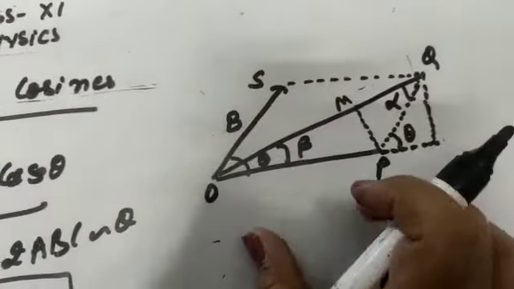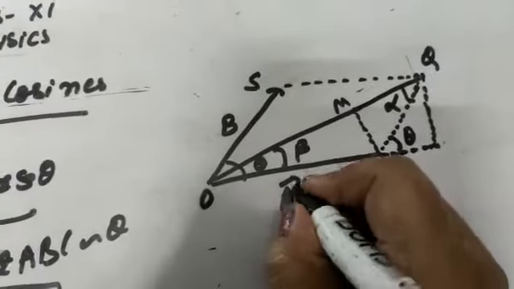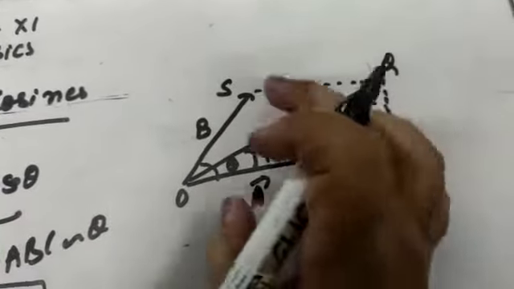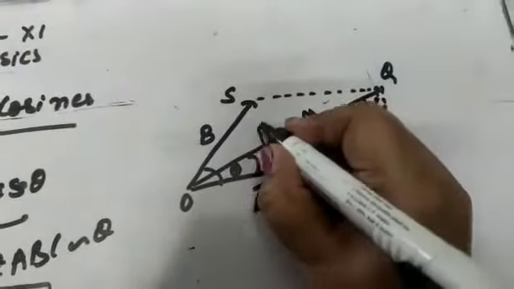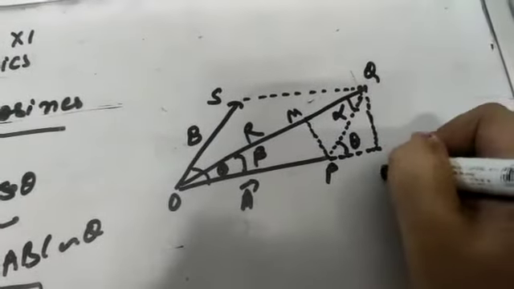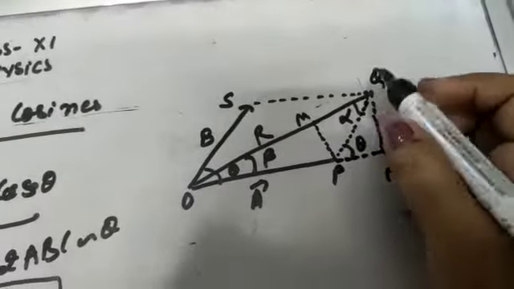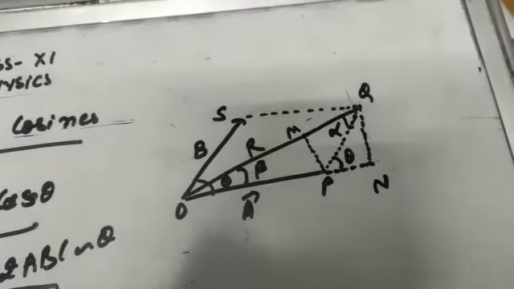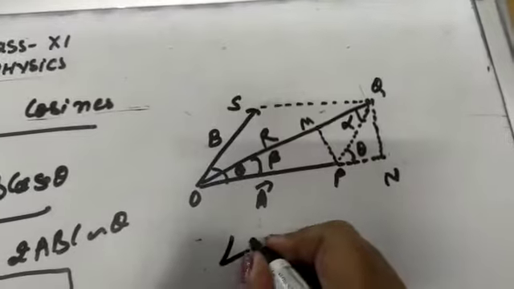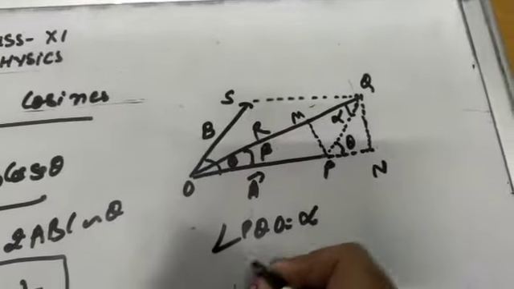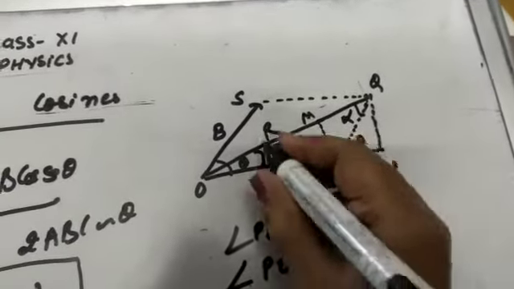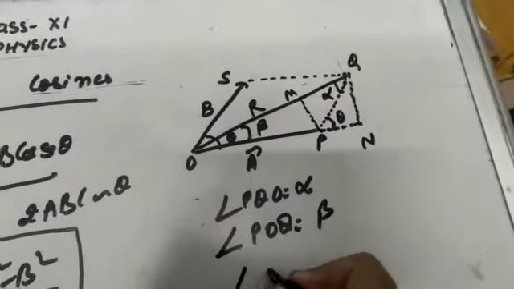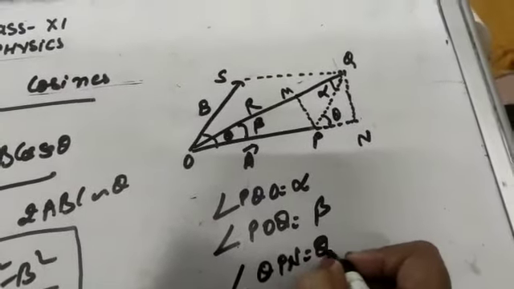For this we will focus on this diagram. The diagram is as usual what we have done in the parallelogram law of vector addition, where OP is vector A, OS is vector B. Similarly PQ will be vector B also, and this is the resultant vector R. This is QN, the perpendicular drawn here. Let alpha be the angle PQO. Angle POQ is equal to beta, and angle QPN is equal to theta, right?